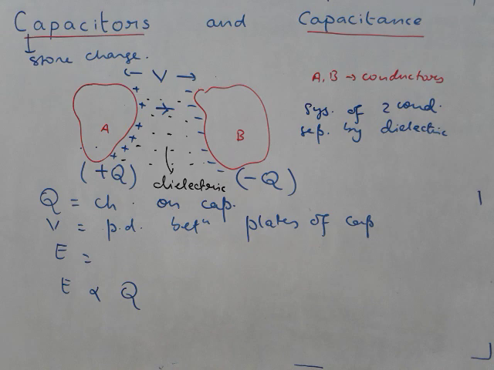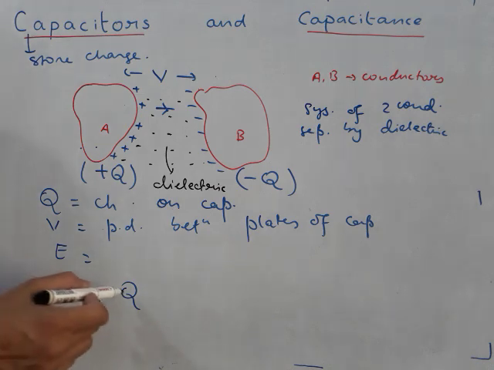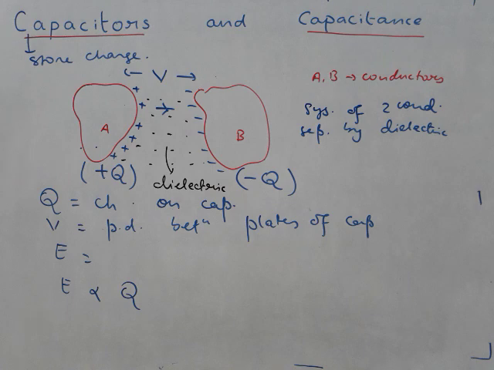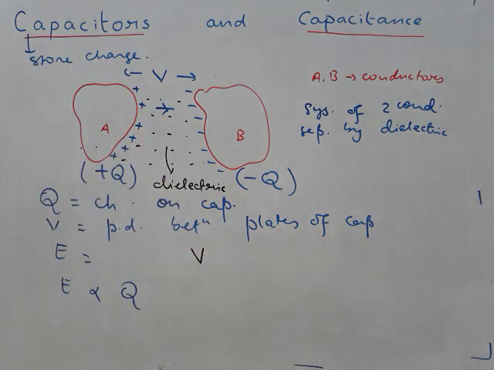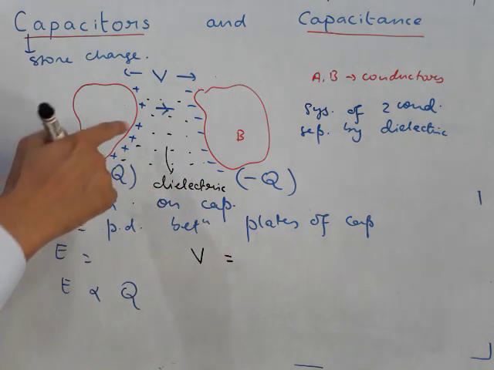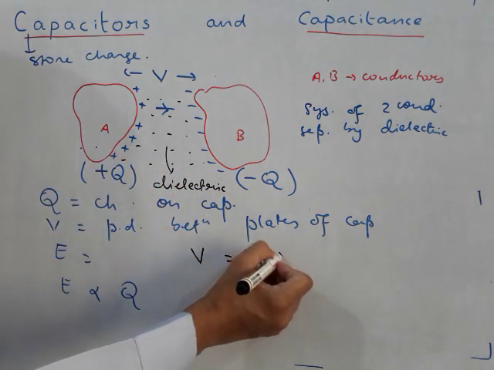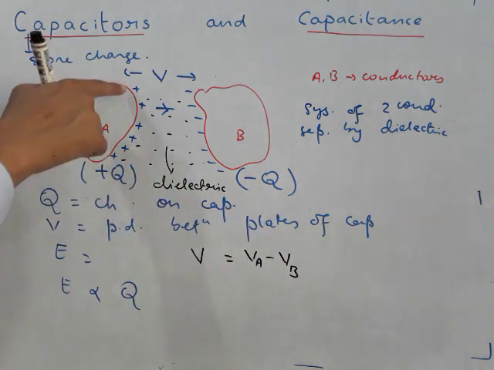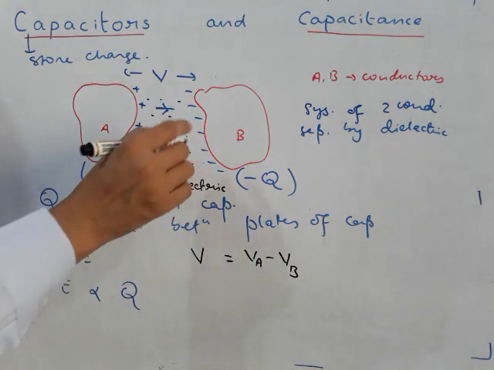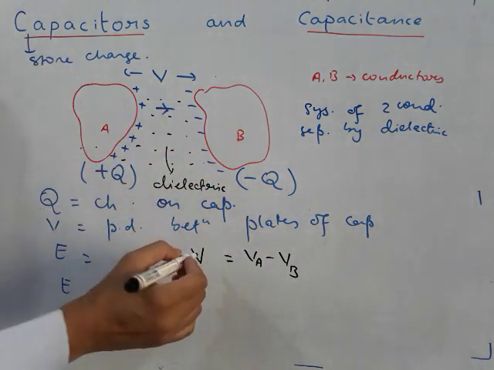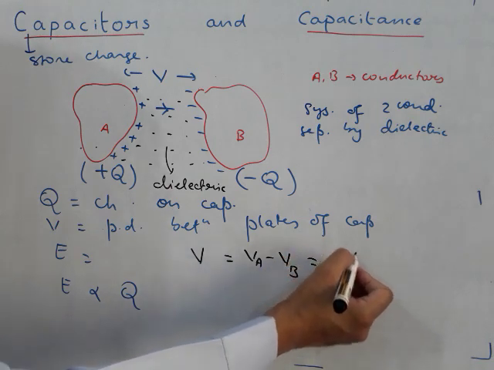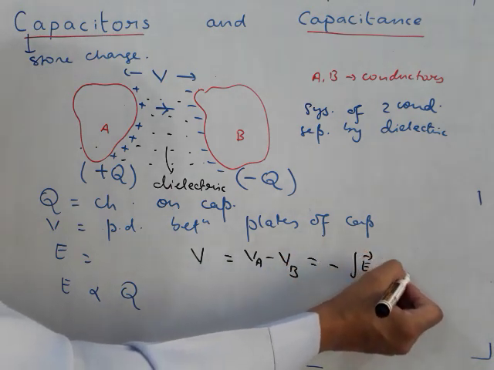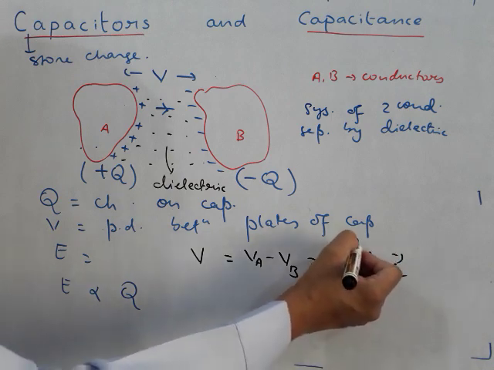Now we want to relate this Q to V. This electric field is also proportional to V. We know the potential difference between the plates of the capacitor, that is V, which you can write as VA minus VB. This is positively charged, so it is at higher potential. This is negatively charged, so we say it is at lower potential. So the potential difference V is VA minus VB, and this will become equal to minus integration of E dot dr from B to A.